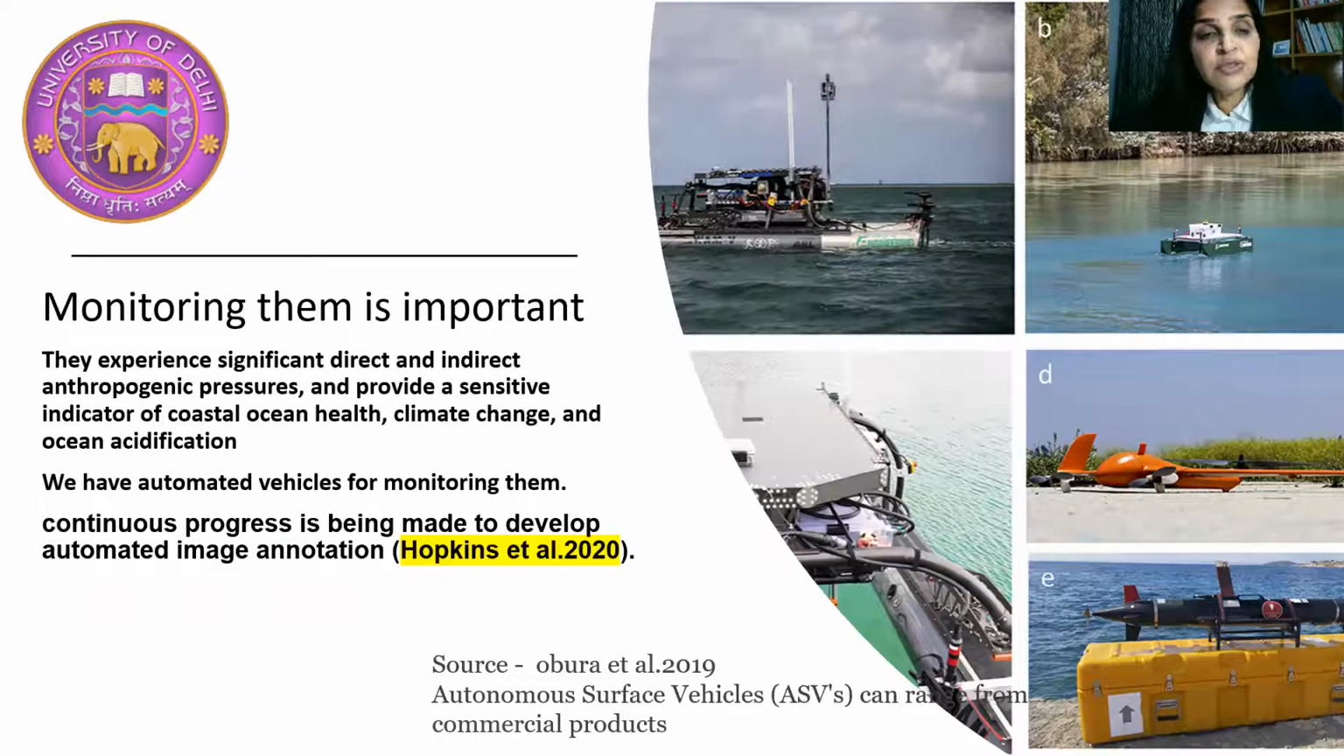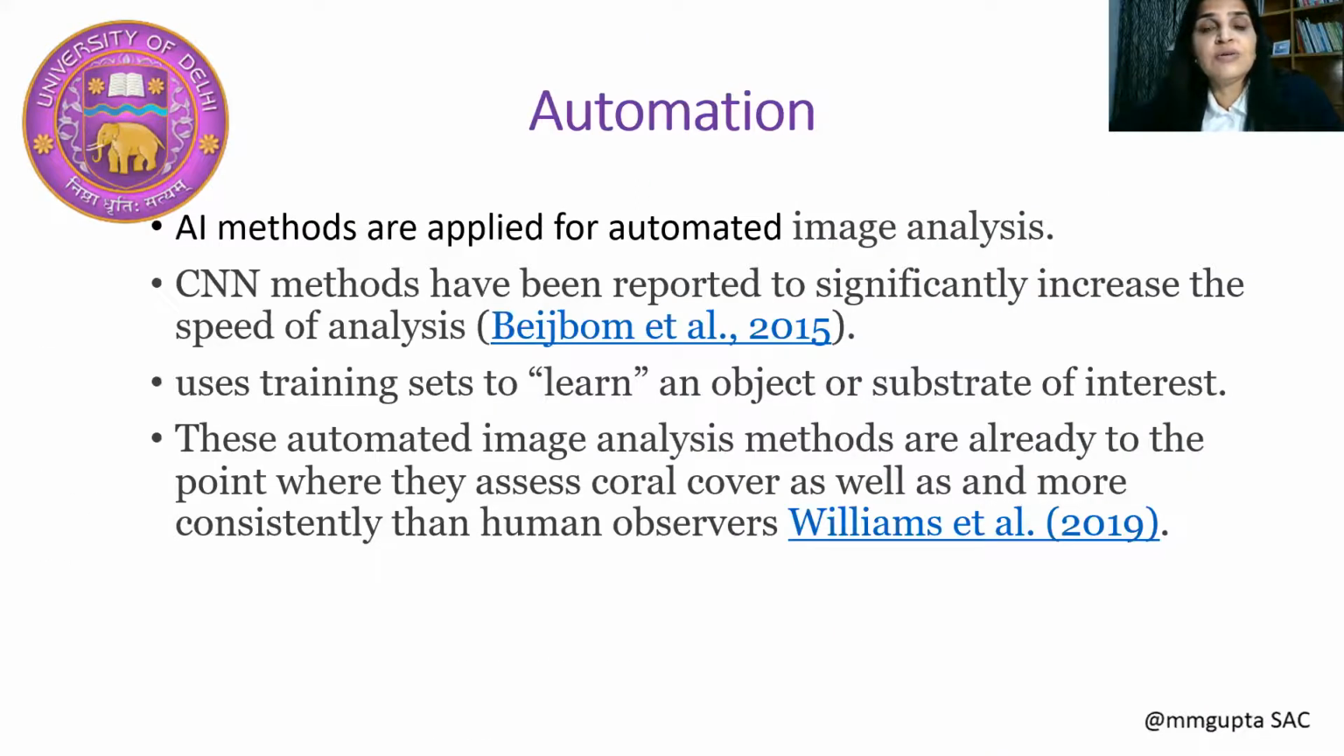And monitoring them also is equally important. Why? Because they are very good indicators of climate change, ocean health, and ocean acidification. And automated vehicles now are available with which we can monitor them automatically. And we have continuous progress being made to develop automated image annotation. So AI methods are used for automation of these image methods.